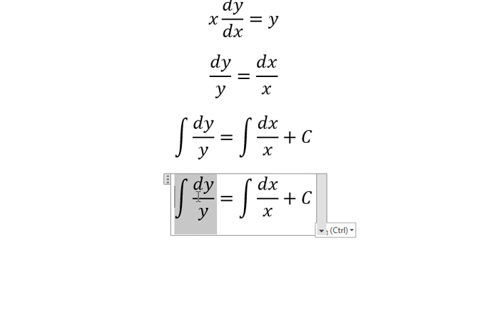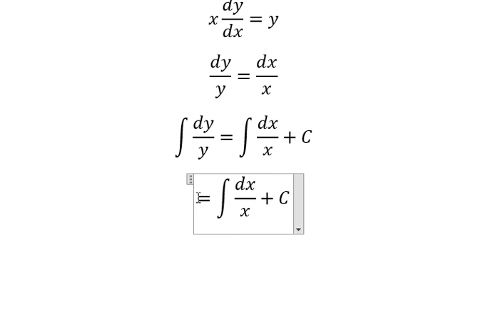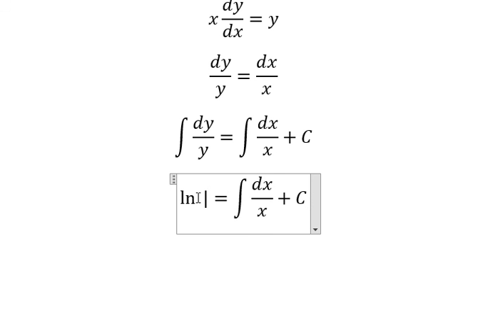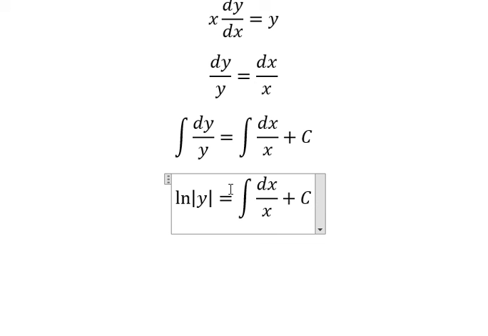The integration of this one, we have ln of the absolute value of y. Similar for this one.